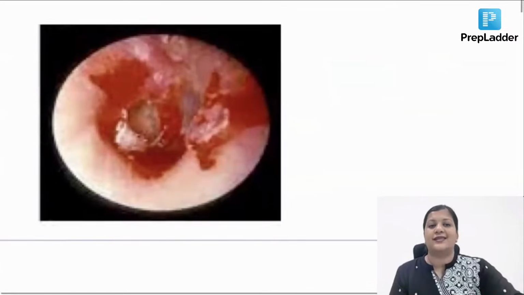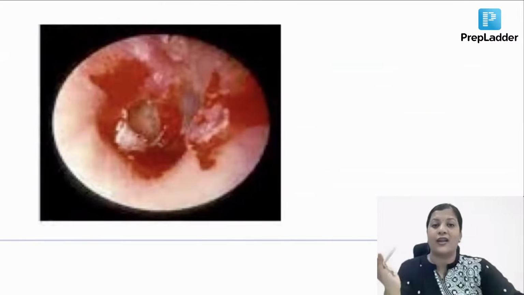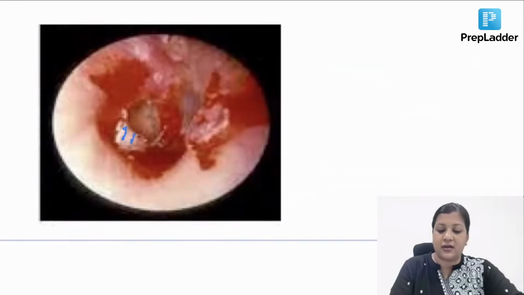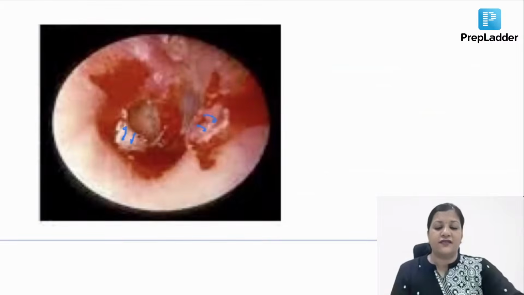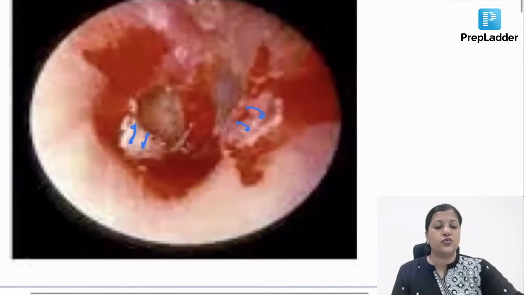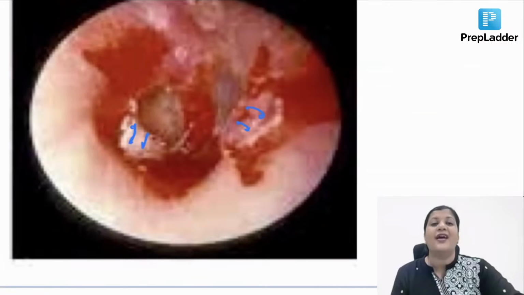Now let's go to the next image. They can give you an image where you see there is blood in the canal. The tympanic membrane has perforated and the remnant tympanic membrane is reflected outwards in the canal. So the flap is reflected outwards. So what do you think is the diagnosis? There's a history of fall. There's a history of trauma. After this, they have given you this image.